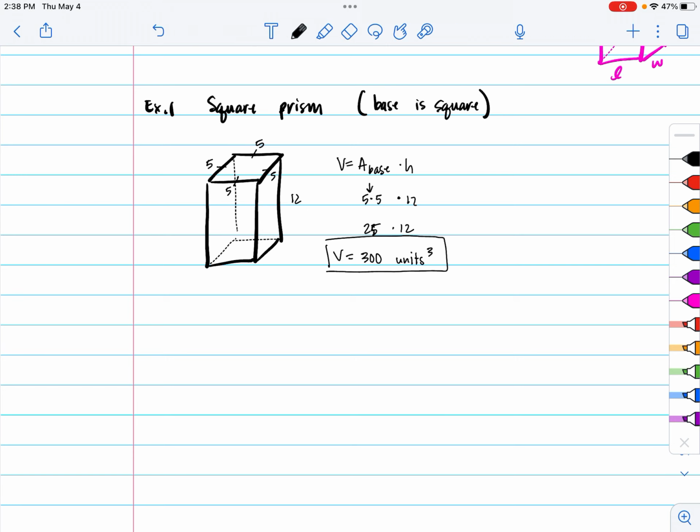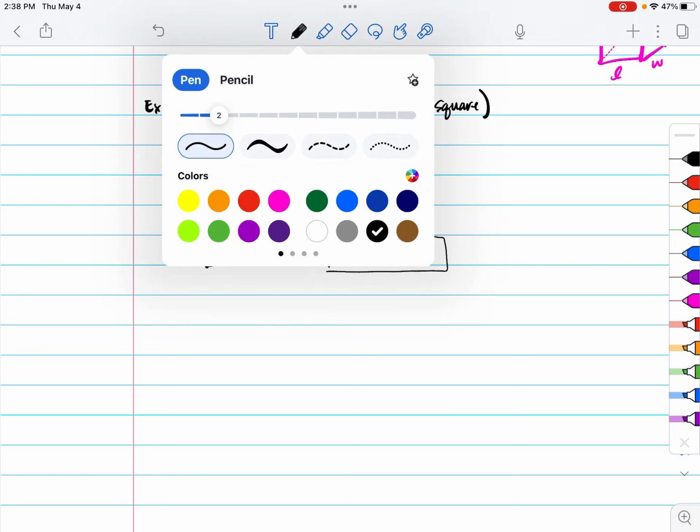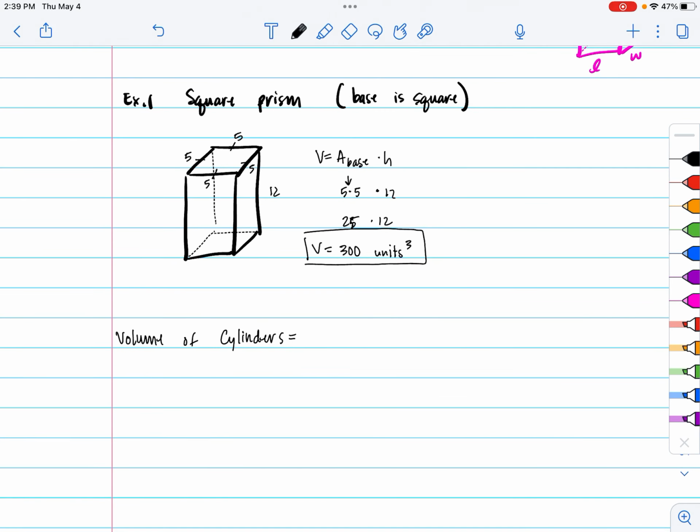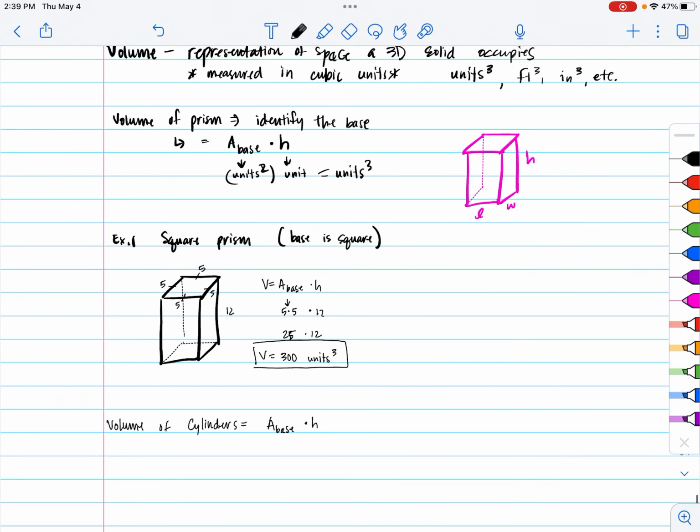Okay. Now, a cylinder is very, very similar. So let's say the volume of cylinders. It takes the exact same concept, and we're going to say area of the base times the height. It's the exact same concept, equation, okay? Area of the base times the height here. Let's highlight that. And here.